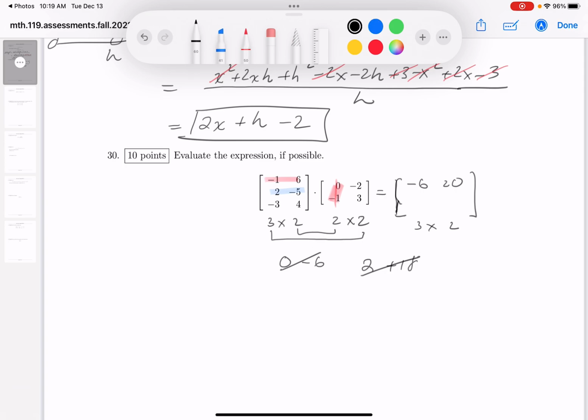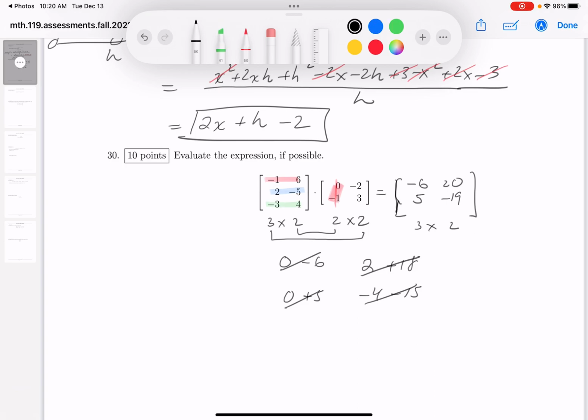2 times 0 is 0, and minus 5 times minus 1 is 5. You get 5. 2 times minus 2 is minus 4. Minus 5 times 3 is minus 15. And that's going to give me minus 19. Let's go to the last row.